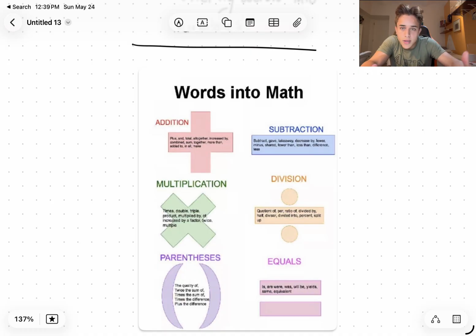We'll also post a link to it in the video description. That sort of just tells you there are certain key words in word problems that tell you exactly what operation you need to do. For example, if you have a word like "of," that tells you that you have to be doing multiplication. Like if you have 3 of something, then it's like 3 times that thing.